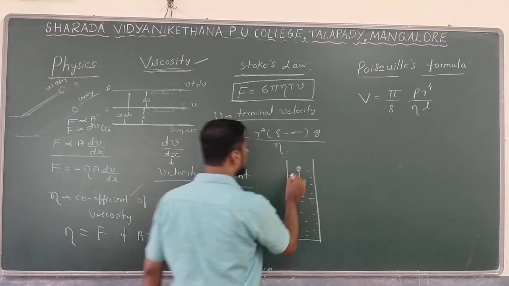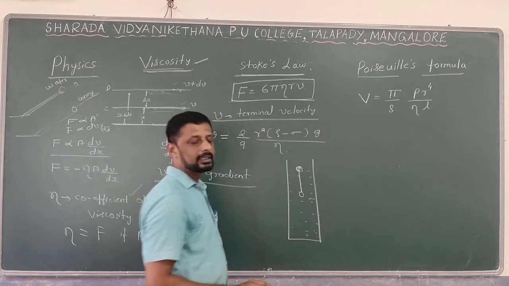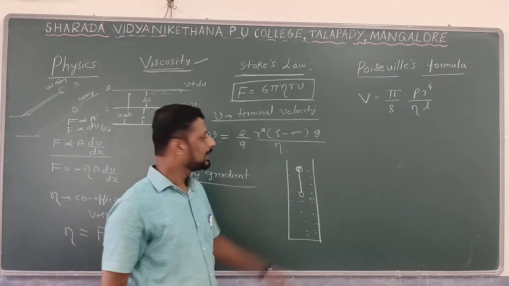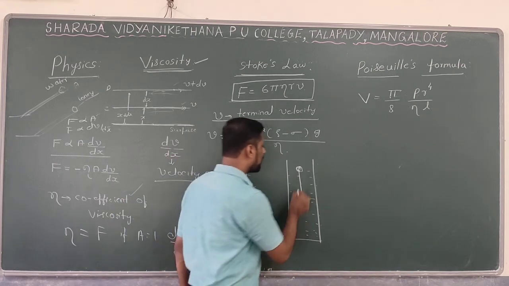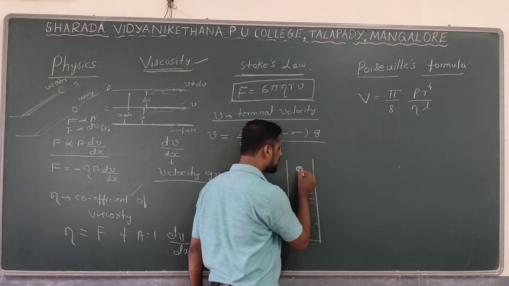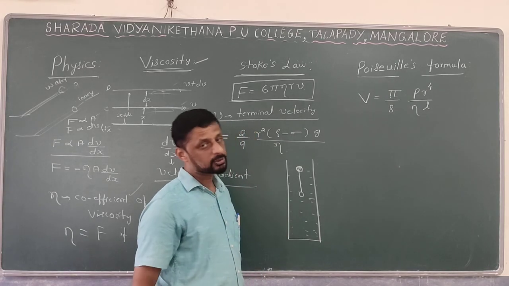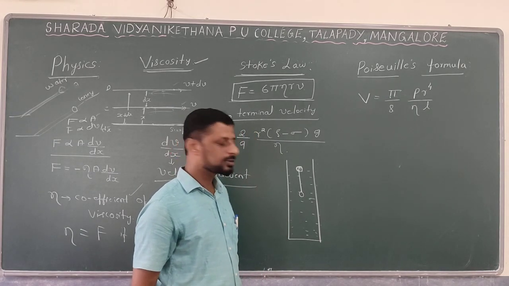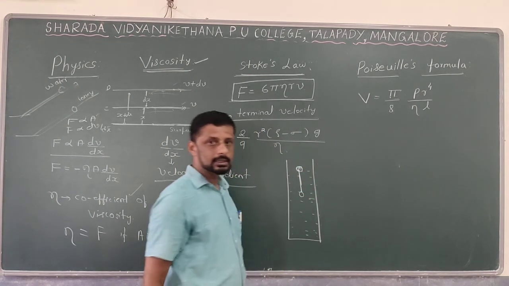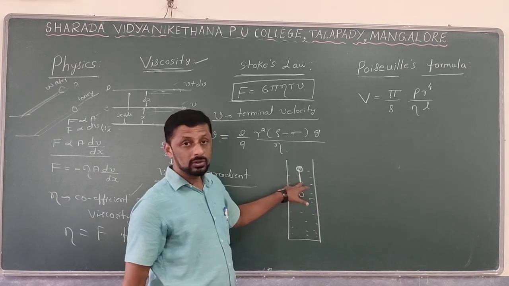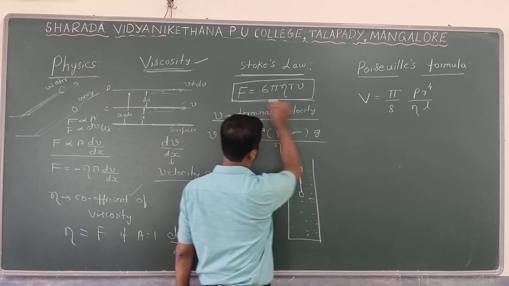So initially, when you drop a metal sphere inside the liquid, it gets accelerated. Initially it moves with some acceleration. Why? Because it is under the influence of acceleration due to gravity. So when this metal sphere is dropped in a liquid medium, it experiences three types of forces. What are those three types of forces? One is the weight of the metal sphere acting vertically downwards. Another one is buoyant force according to the Archimedes principle, and the third one is viscous force.